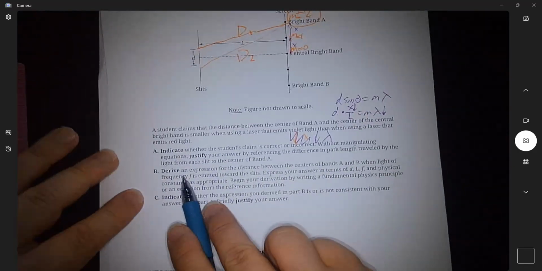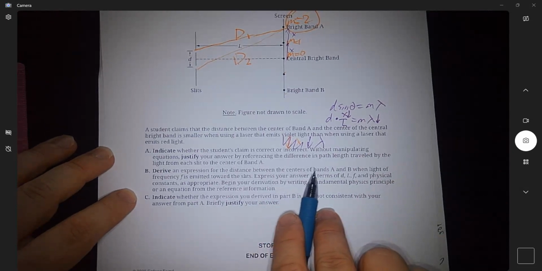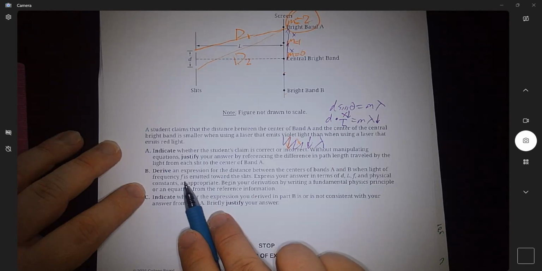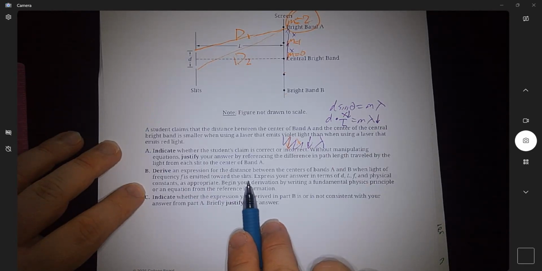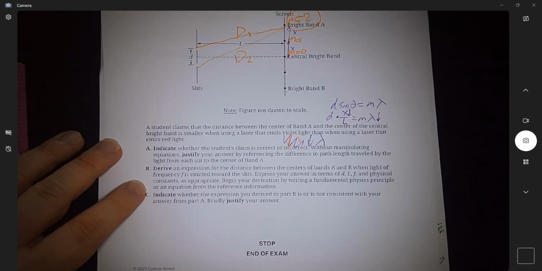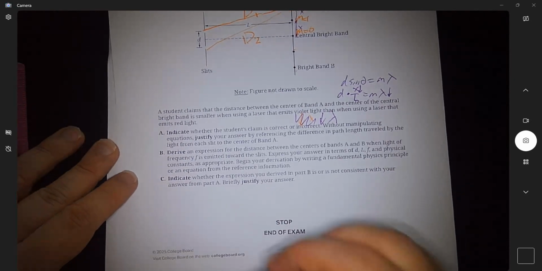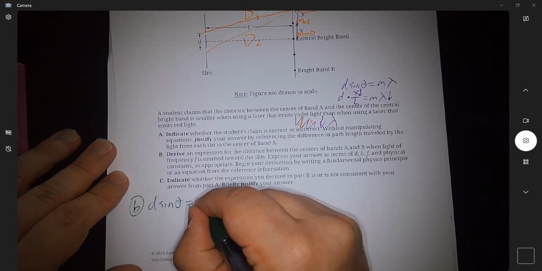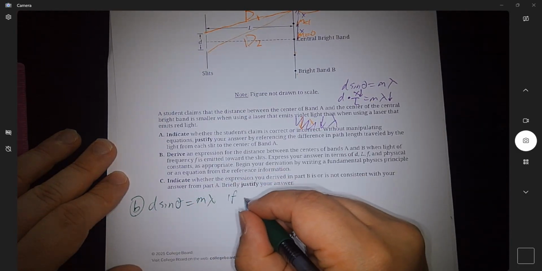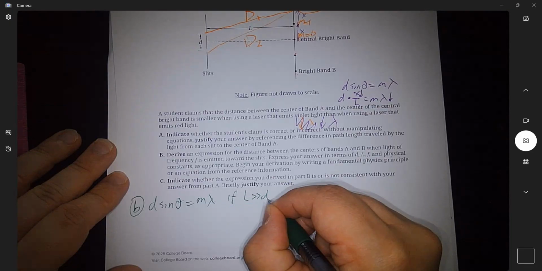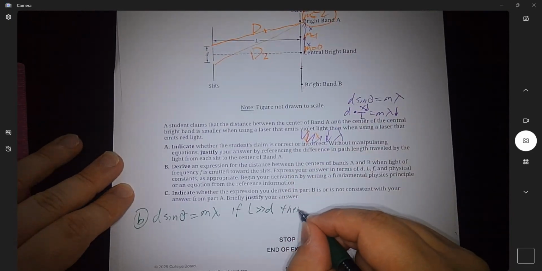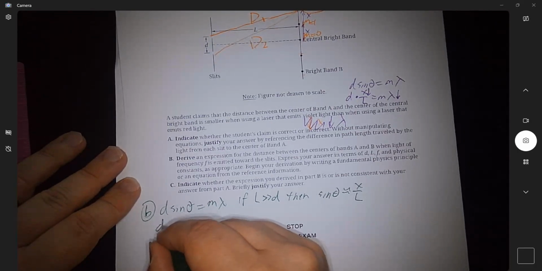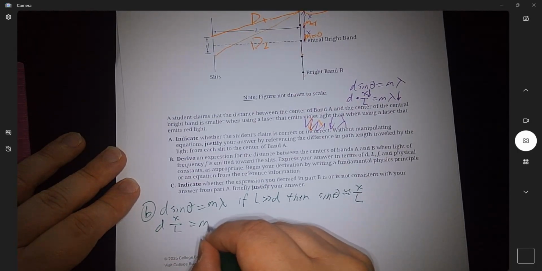Okay, derive an expression for the distance between the centers of bands A and B when light of frequency f is emitted toward the slits. Express your answer in terms of all that stuff. So what did I already say for part B? I said d sine theta equals m lambda, but if L is far greater than d, then the sine of theta is essentially x over L. So I'm going to say d times x over L equals m lambda.